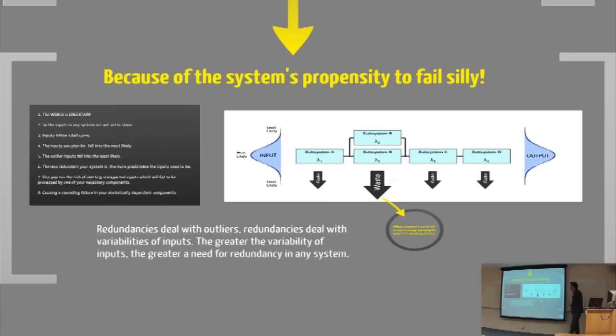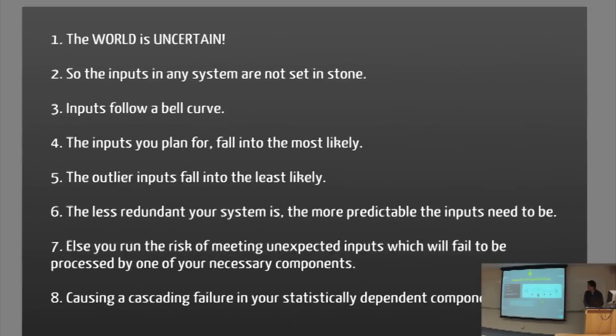Because of the system's propensity to fail, that's the answer why we want to have a bit of redundancy. As you can see, this thing was exactly the same as the picture you saw just then, but there's an extra subsystem, and hence a greater waste. And before we move on to exactly what that is, let's figure out some assumptions first.